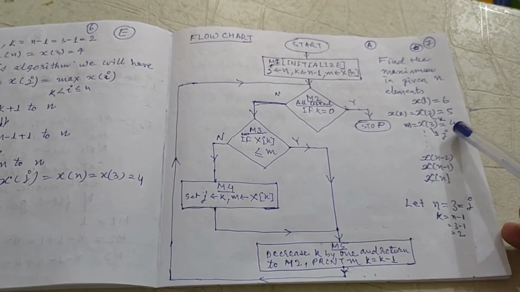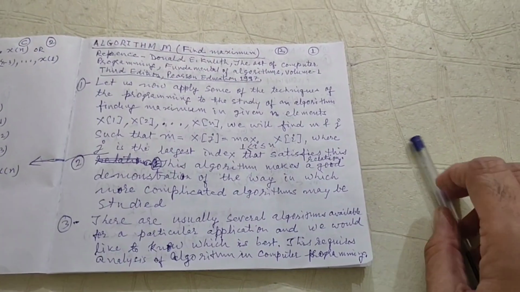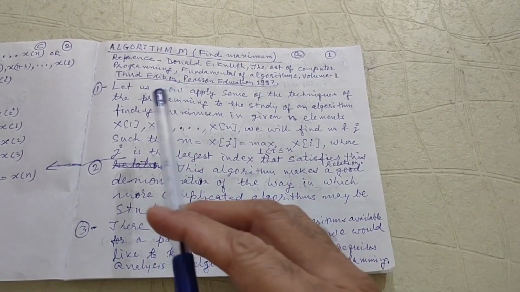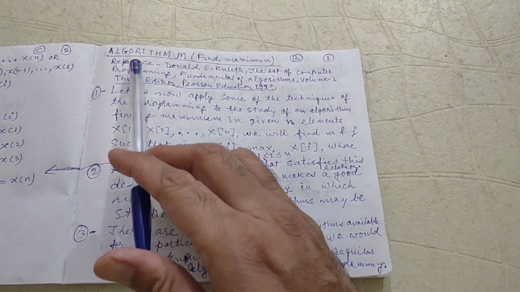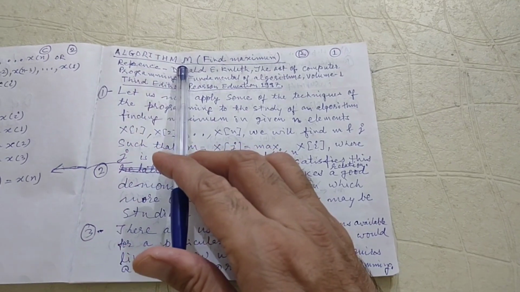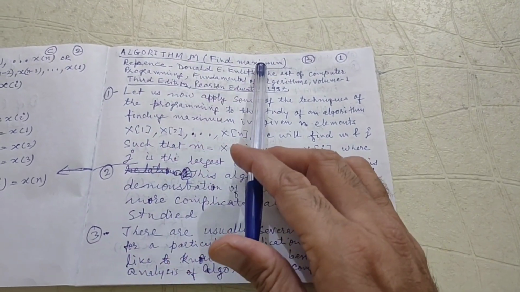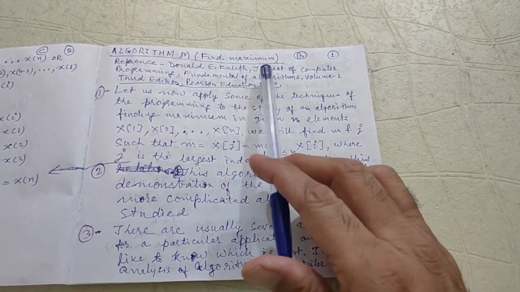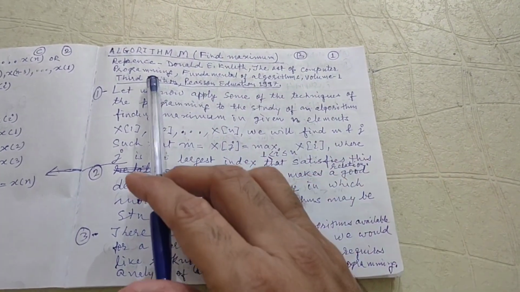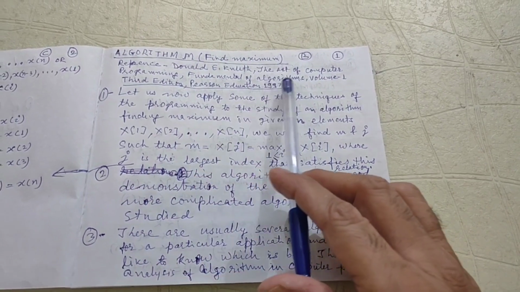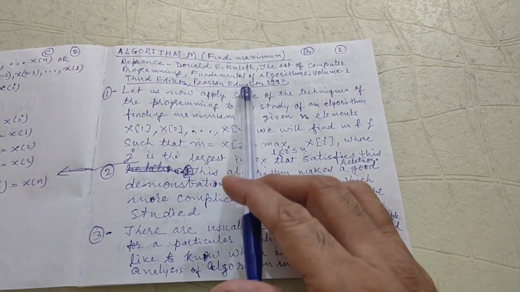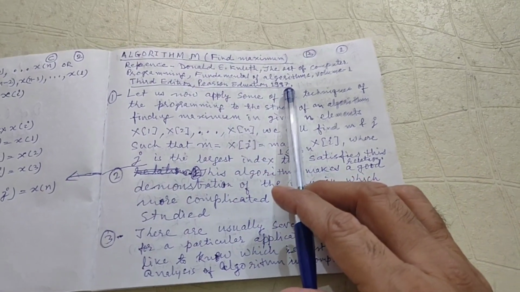6, 5, 4. Now how will we convert the flowchart into an algorithm? I have taken the name of the algorithm as M, Find maximum. Reference: Donald E. Knuth, The Art of Computer Programming, Fundamental Algorithms, Volume 1, 3rd edition, Pearson Education, 1997.